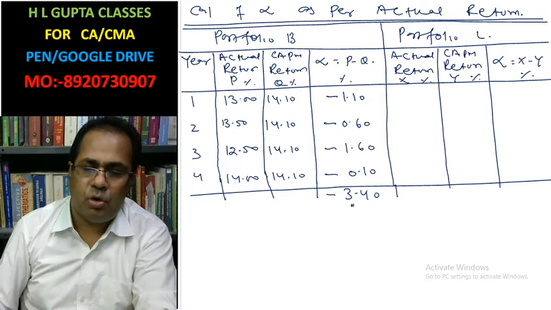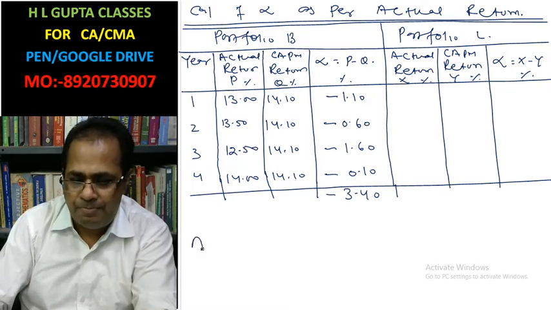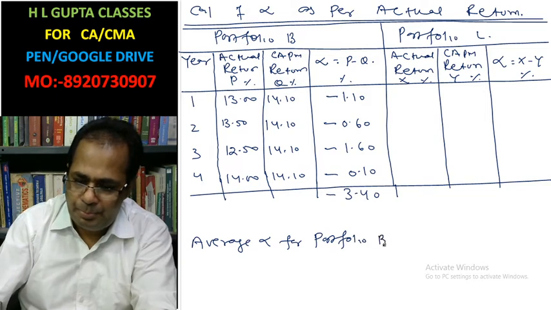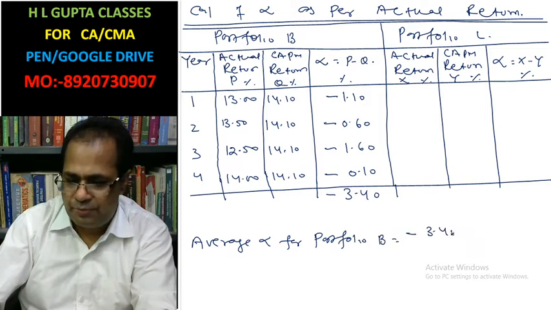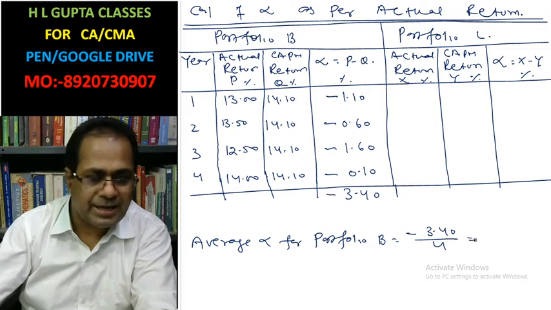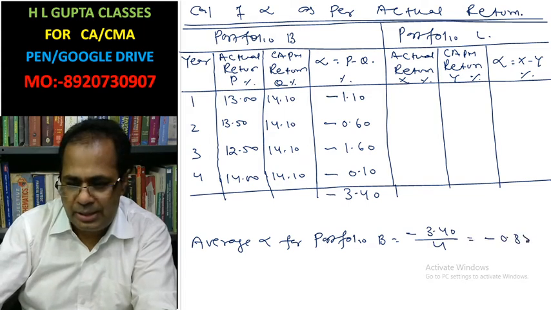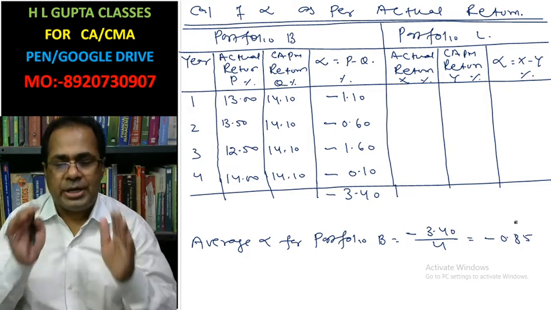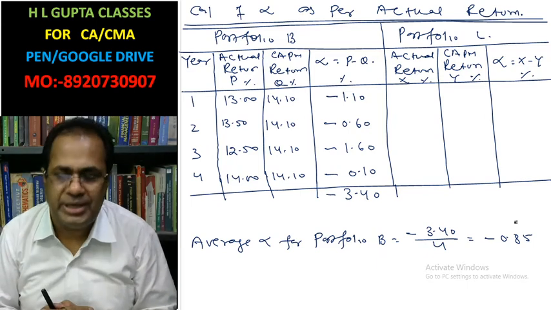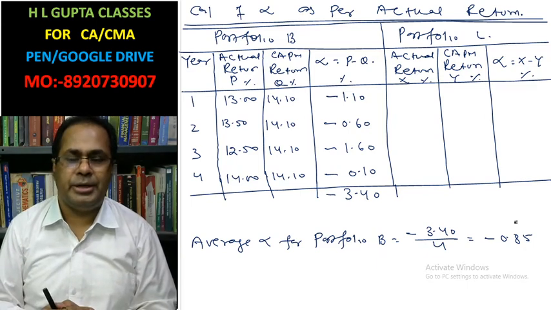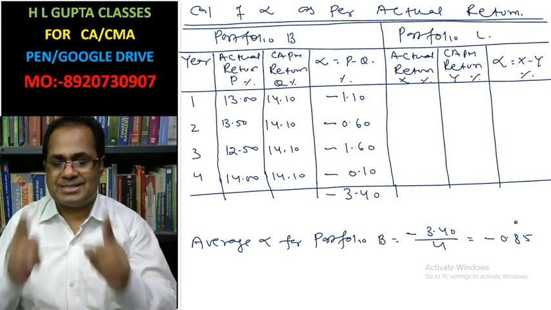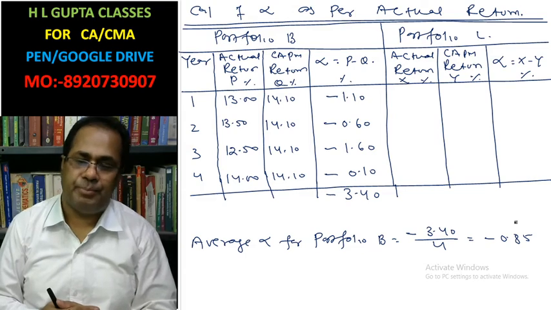What will be the average alpha for portfolio B? Minus 3.40 divided by 4 is minus 0.85. This is the alpha. It means the actual return of portfolio B is lower than the expected return as per CAPM to the extent of 0.85.